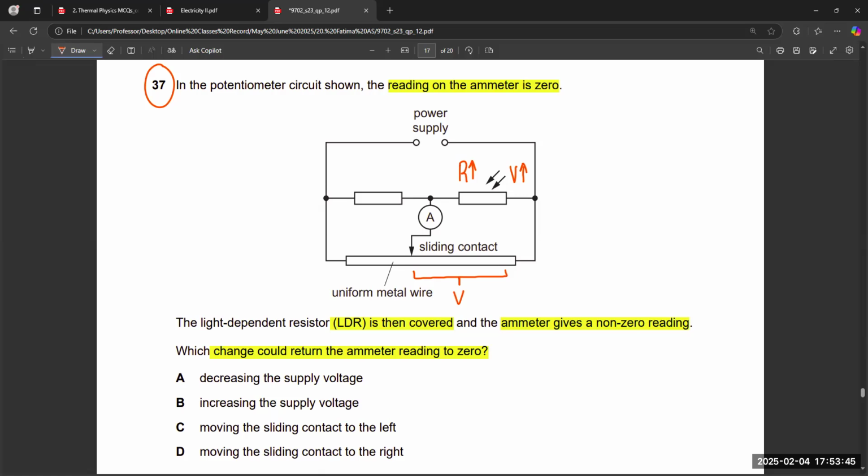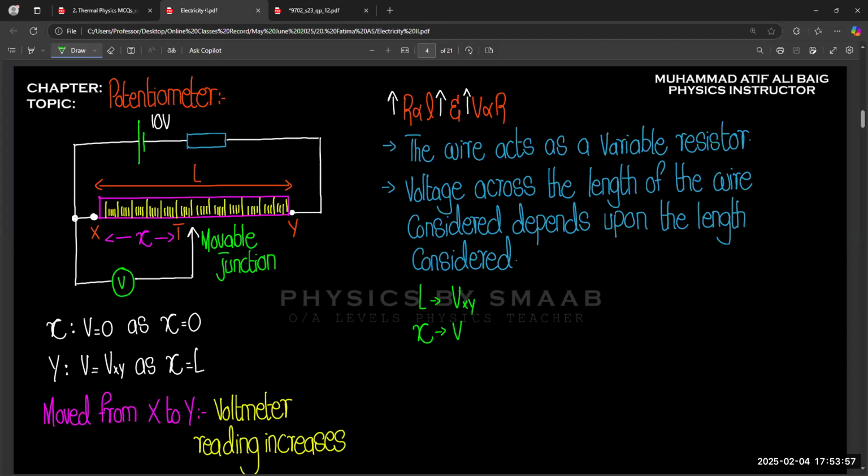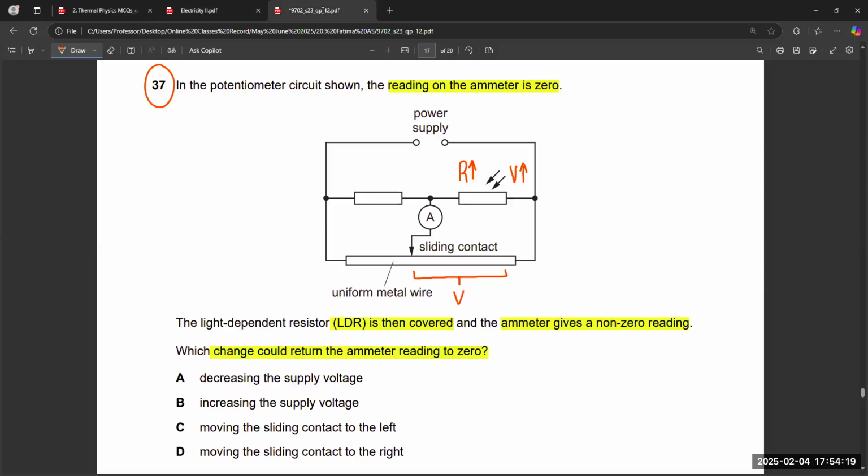So option A, decreasing the supply voltage, or increasing the supply voltage, moving the sliding contact to the left, and moving the sliding contact to the right. So according to the potentiometer topic, we know that if we move towards the left, voltage decreases and eventually it becomes zero when we reach point X. And if we move towards point Y, length increases, and when length increases, definitely the final value also starts to increase. So that's why option C is the right choice, moving the sliding contact to the left.